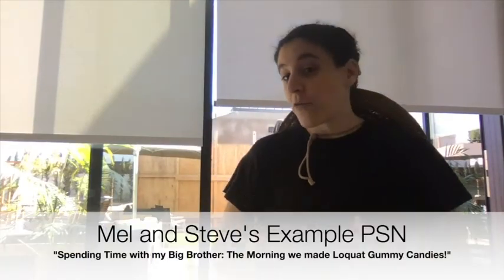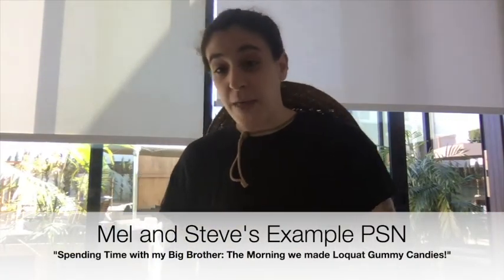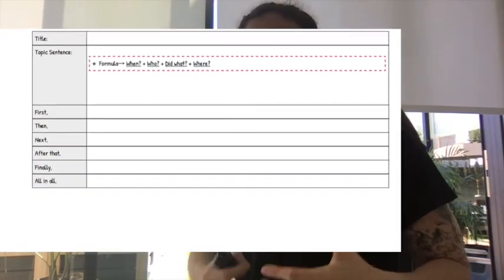Today, Big Brother Steve and I are going to give an example of a personal sequence narrative for the time that this morning we made dehydrated Loquat candies. We'll take you through that whole process using the structure of a personal sequence narrative to tell our short story. First, I'm going to take you into our virtual PowerPoint to go over what a personal sequence narrative is and all the ins and outs there. Then I will take you through a video montage of the experience that Big Brother Steve and I had making these really delicious Loquat dehydrated gummies. Okay, see you guys soon.